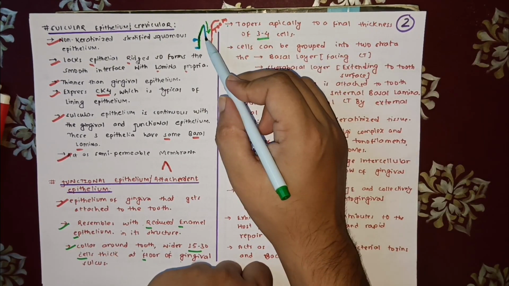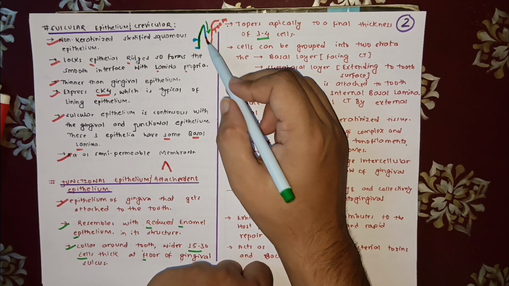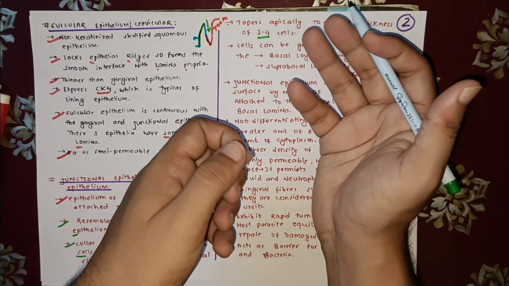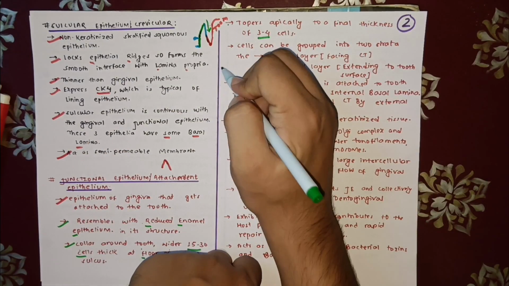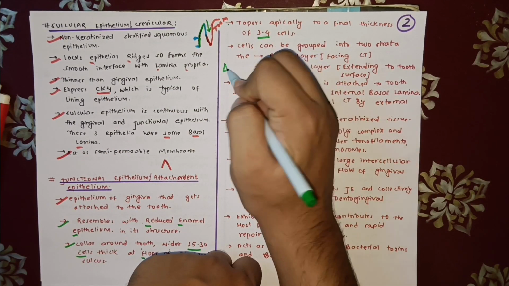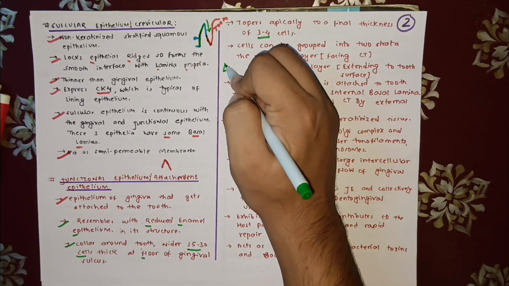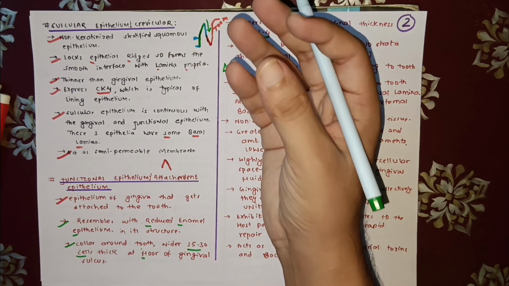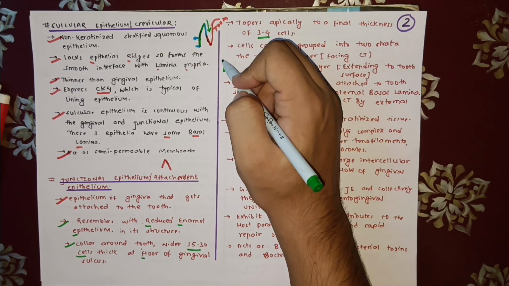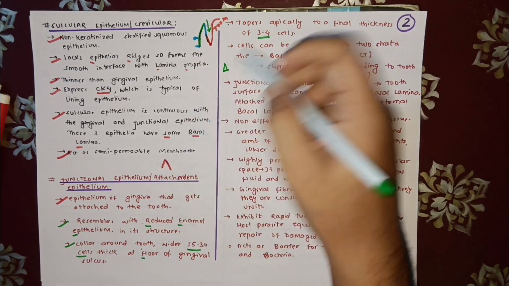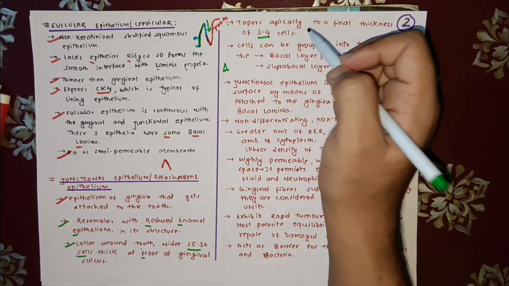At the junction, particularly, we have 15 to 30 cells, and it is a quite triangular structure. So at the junction it is 15 to 30 cells thick, but when we go upward there is a tapering of the thickness of this epithelium, and it forms 3 to 4 cells there.